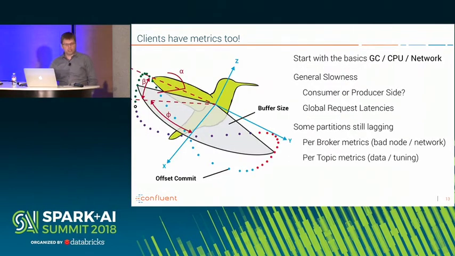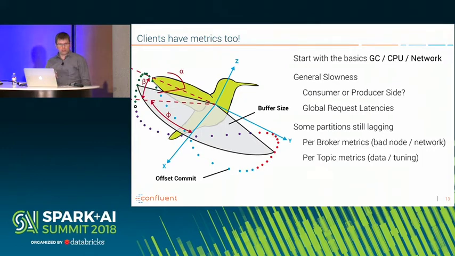So what about the client side? A lot of people forget that the Kafka clients actually expose metrics as well. It's not the prettiest way that they expose them, through some form of JMX metrics. It's not pretty, but at least it works, and it's pretty common for people to be able to ingest those metrics.